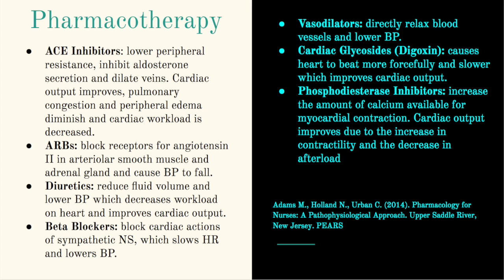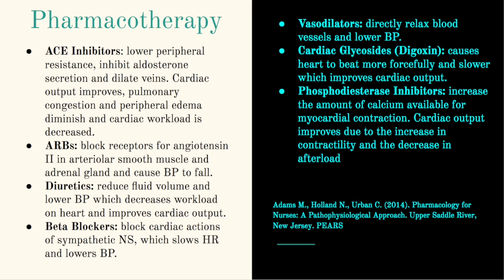For ACE inhibitors, they lower peripheral resistance, inhibit aldosterone secretion, and dilate veins. Cardiac output improves, pulmonary congestion and peripheral edema diminish, and cardiac workload is decreased. For ARBs, they block receptors for angiotensin II in the arterial smooth muscle and adrenal gland and cause blood pressure to fall. For the diuretics, they reduce fluid volume and lower blood pressure, which decreases workload on the heart and improves cardiac output.